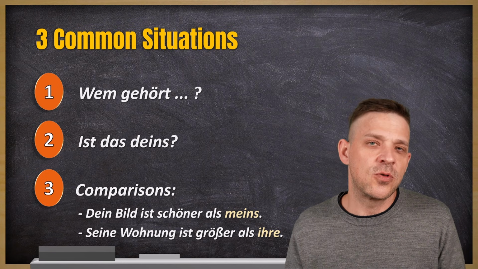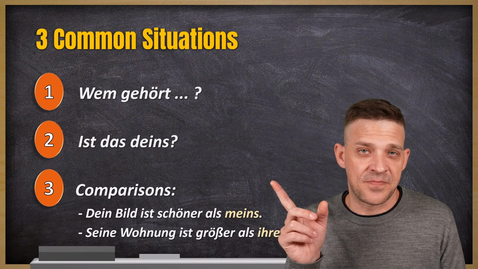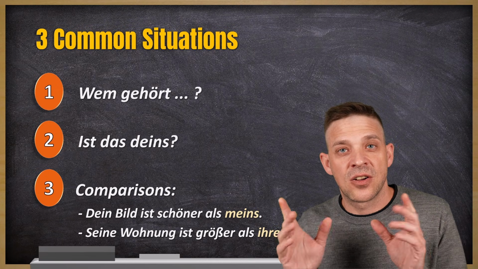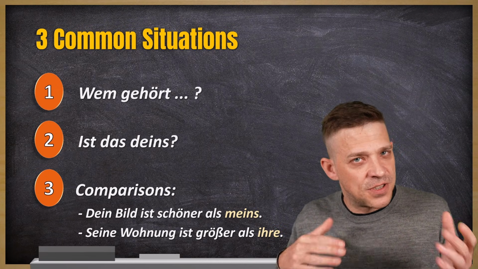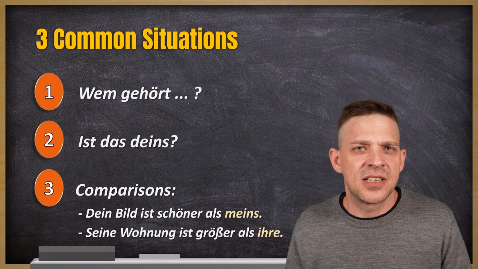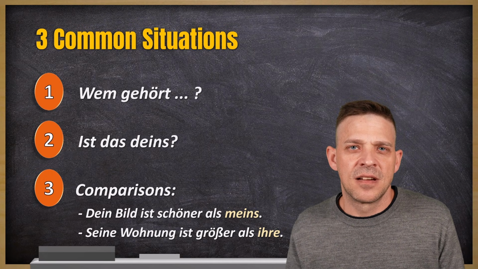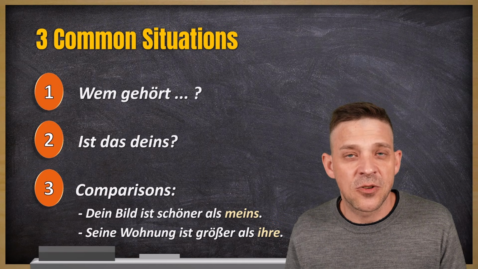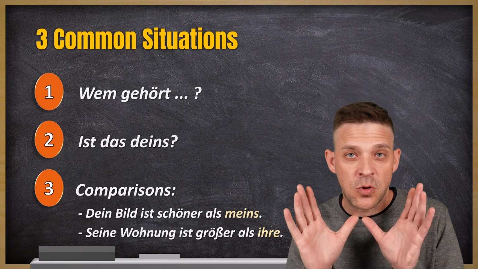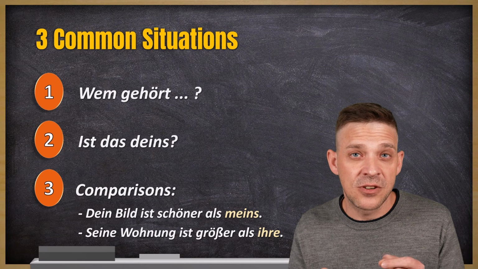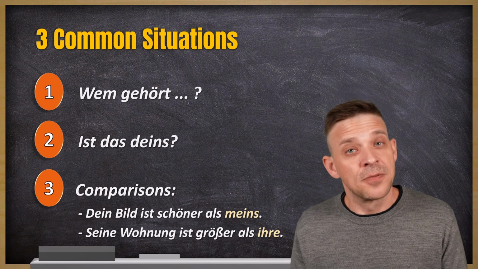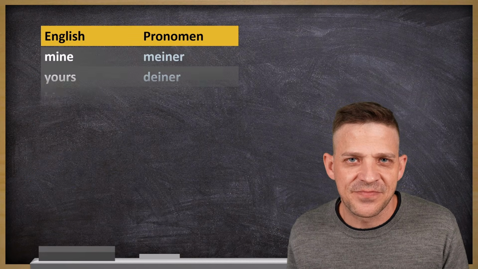Or seine Wohnung ist größer als ihre. His apartment is bigger than hers. Of course, you can also say, dein Bild ist schöner als mein Bild, but it doesn't sound so nice if you repeat the same noun twice. So using this possessive pronomen here is not only commonly used, you will also sound better, sound more German.